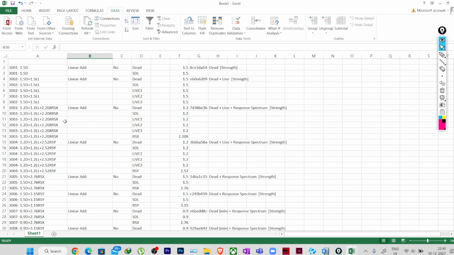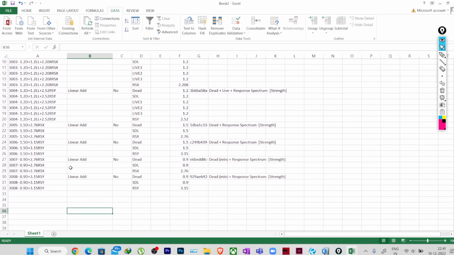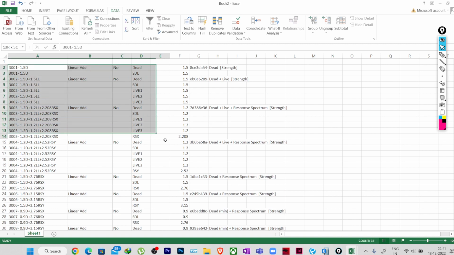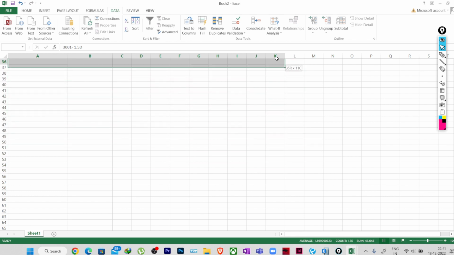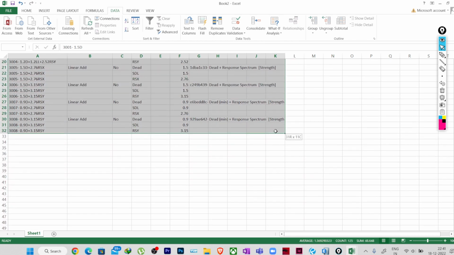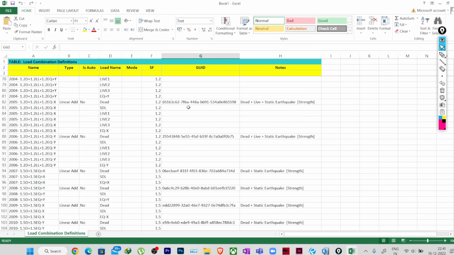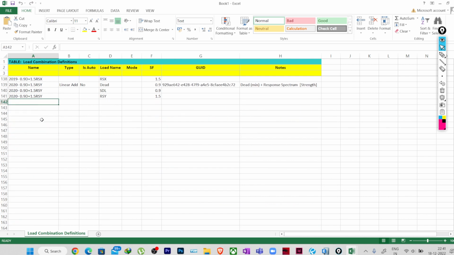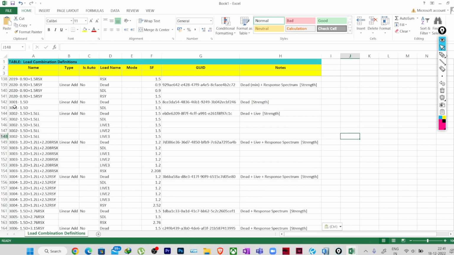Now if you have static load, what you have to do is similarly change the names and the load factors for the static loads also, but the load factors need to be found using the similar process that I have explained. Now you just copy whatever is given here, Control C. I'll go to the Excel sheet that is created from ETABS, go down to the last row, and press Control V. You can see it is added.